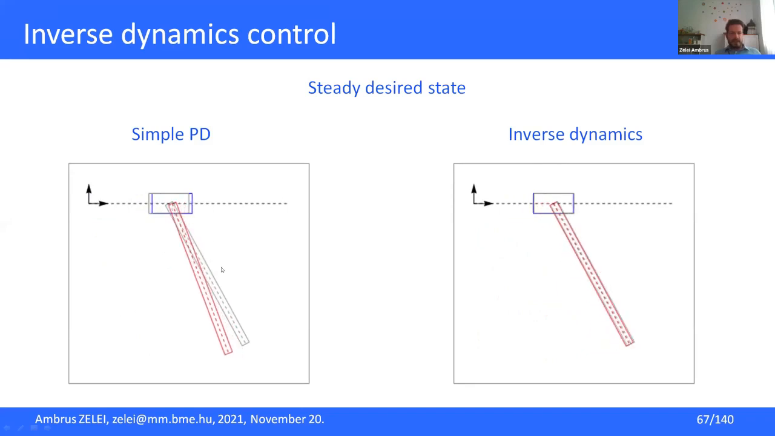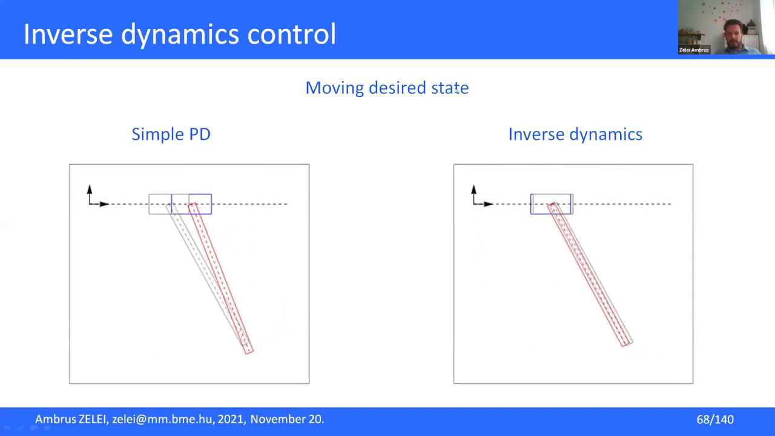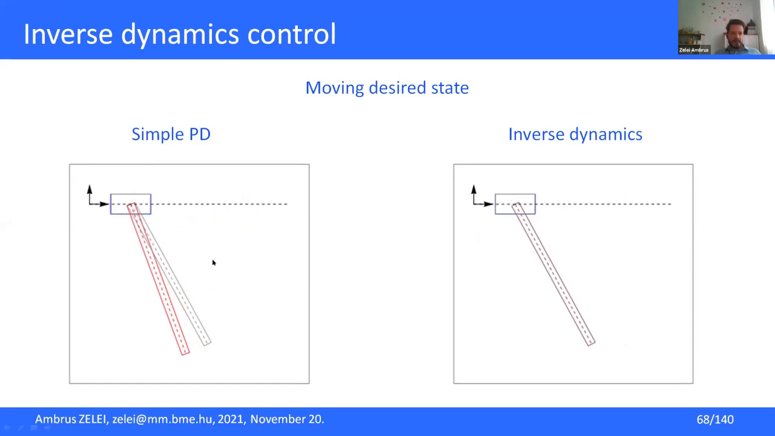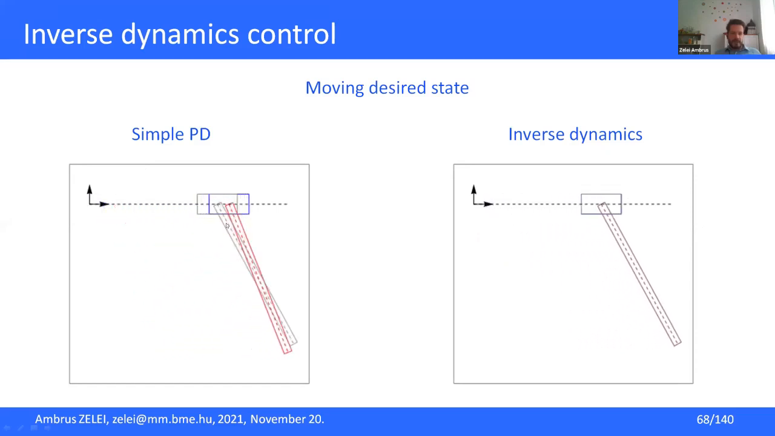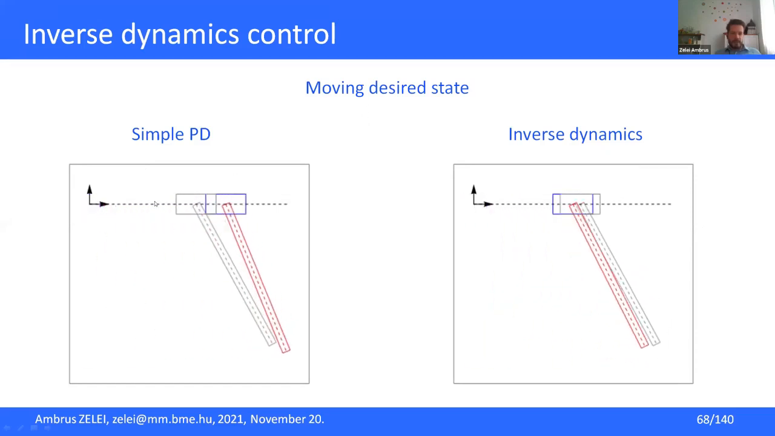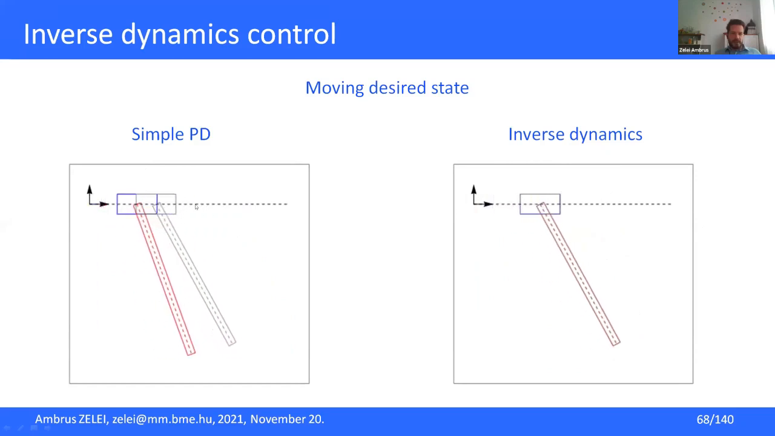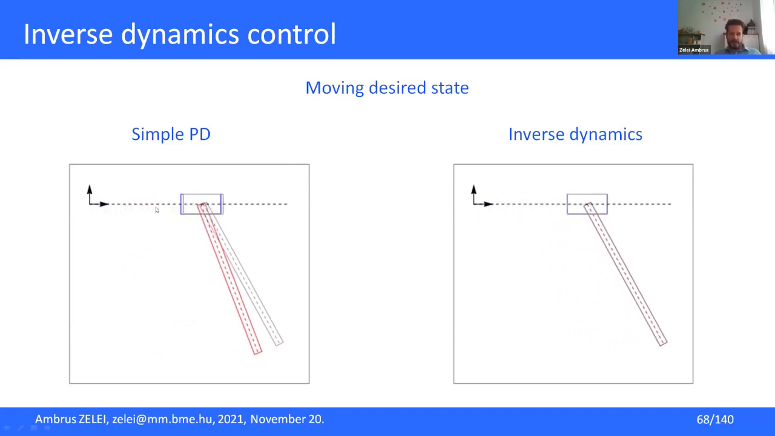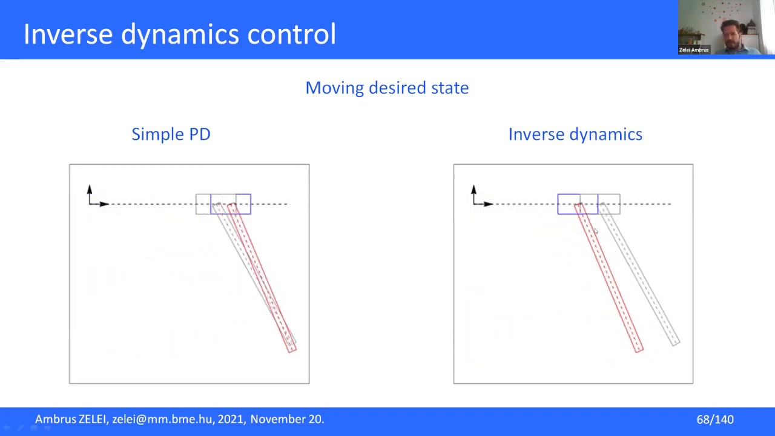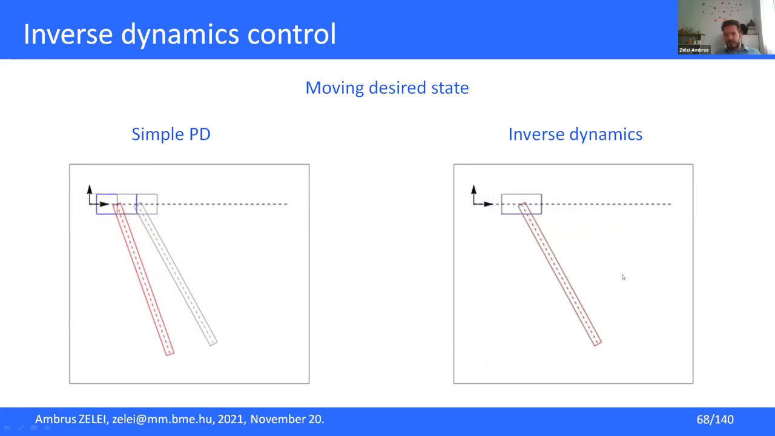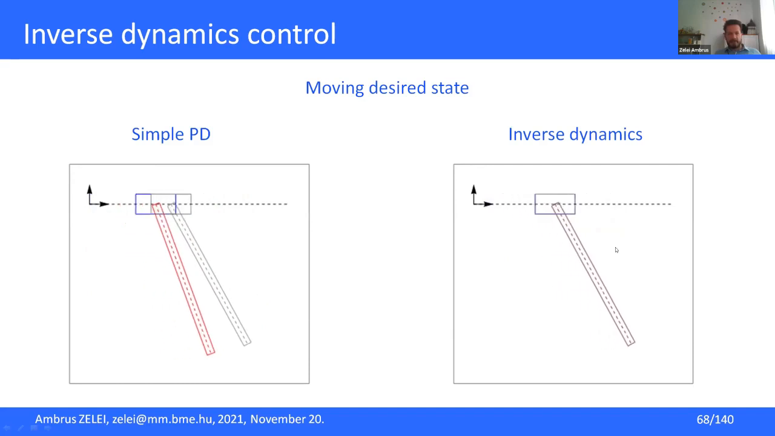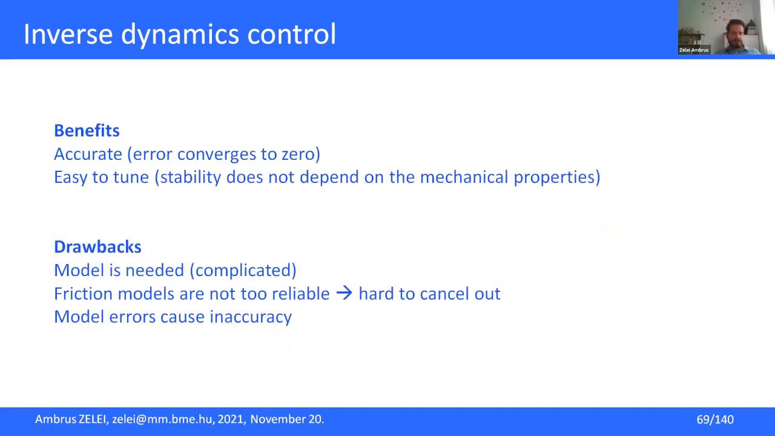And now we see that this is a static position. The desired position is a static one, but it also works if the desired state is a moving thing. So in case of PD, the simple PD or distributed, we see that the moving of the desired state also causes some inaccuracies. So even here, the X position has a large error due to the motion, but inverse dynamics handles this too. So no problem with the moving desired states. So this is the animation for the cart-pole model.